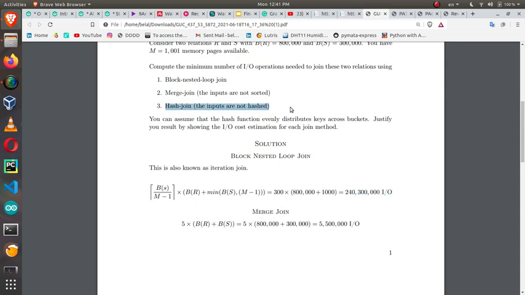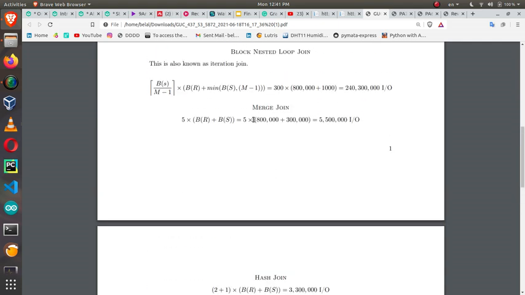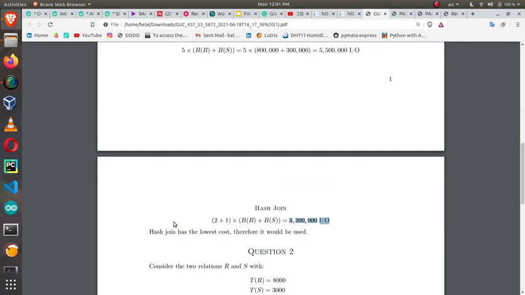The last one is the hash join. According to the rules stated in the lecture slides, we multiply the total number of blocks by 3. So 3 times 800,000 plus 300,000 gives us 3 million input-output operations, and the hash join is the lowest cost of all of them.